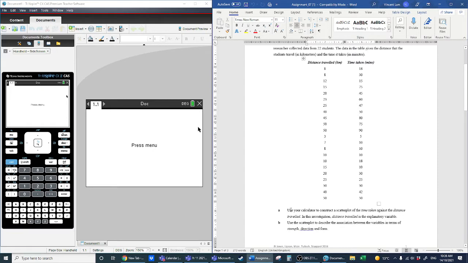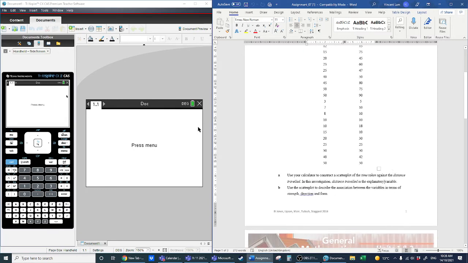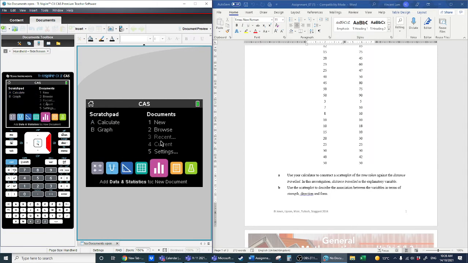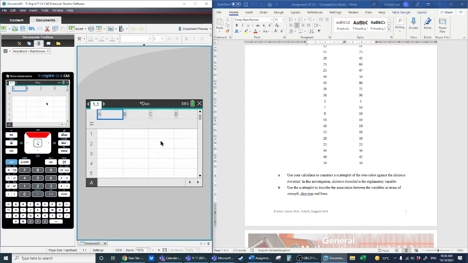First question is to use your calculator to construct a scatter plot of time taken against distance traveled. In this investigation, distance traveled is the explanatory variable. So the explanatory variable is your y variable. It's the one that goes on the vertical axis. So hopefully you remember that to plot a scatter plot, you need to enter the data into the spreadsheet first.